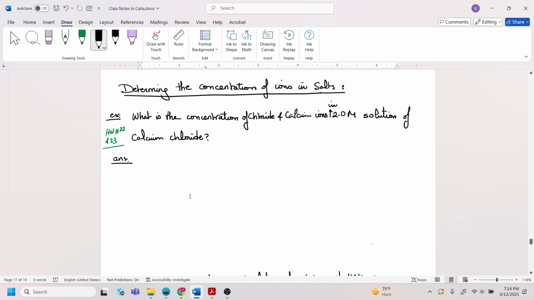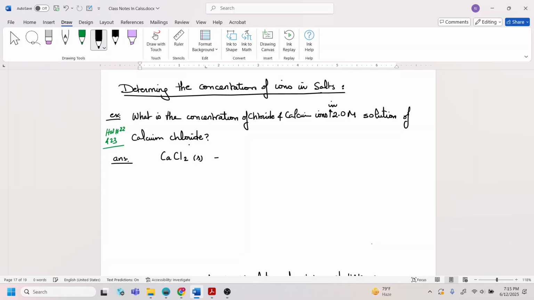Let's have another example. What is the concentration of chloride and calcium ions in a 2 molar solution of calcium chloride? Now, this one is not a titration reaction. I just need the concentration of calcium chloride. This is an equation where calcium chloride solid dissociates in the solution. It's a simple dissociation. So I just need to write it so that I can write the balanced equation.